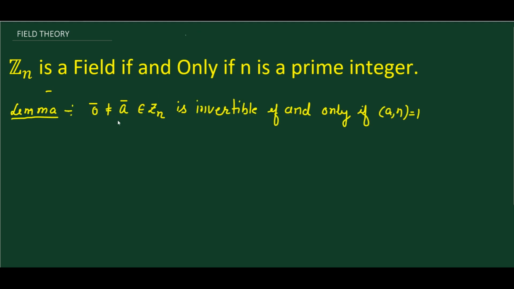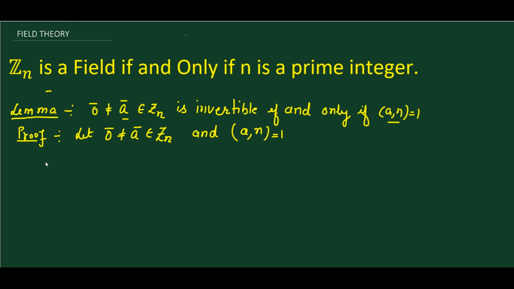To prove our main result, first we will show that every non-zero element of Zn is invertible if and only if the representative of that class is co-prime to n. So let's prove this lemma first and then we will move to our main result. We have to prove this result in both ways. So first we suppose that a is a non-zero element of Zn and the GCD of a and n is 1.